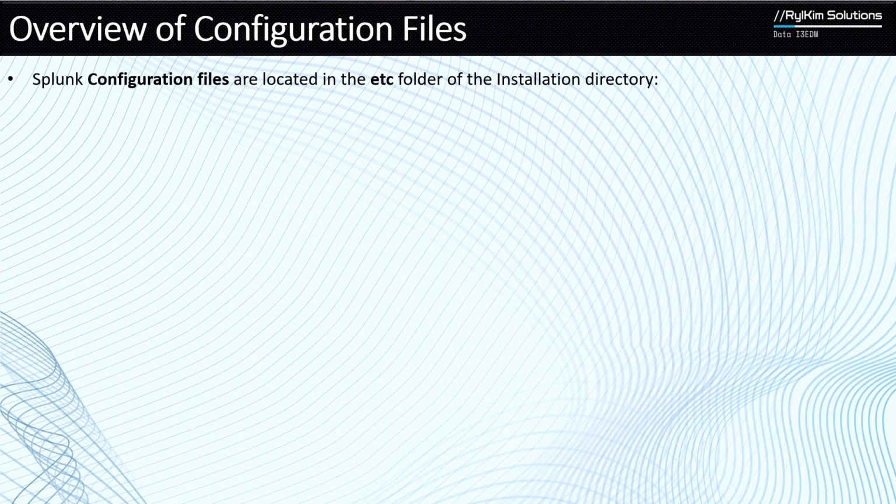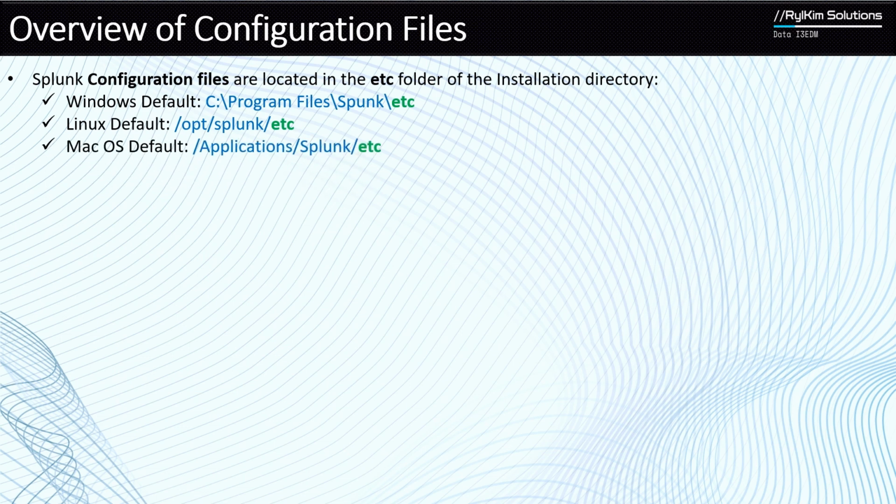Okay, now let's discuss configuration files. In the previous slide, we just said that the Splunk binary is located in the bin folder of your installation directory. Now, if you want to access configuration files, these files are located in the etc folder of your installation directory. In Windows, you're going to have the default, which is Program Files/Splunk, and then you go into the etc folder. That's where you locate your configuration files. In Linux, it's going to be opt/Splunk/etc, and in Mac OS, it's going to be Applications/Splunk/etc.